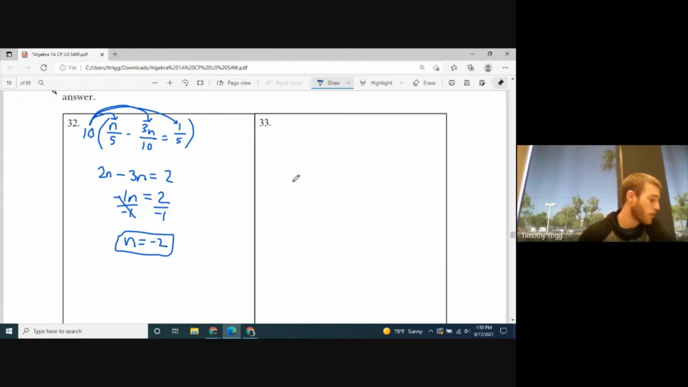Okay, 33. Okay, here's another one with a bunch of different denominators. So we have 2/3 plus 3m/5 equals 31/15.